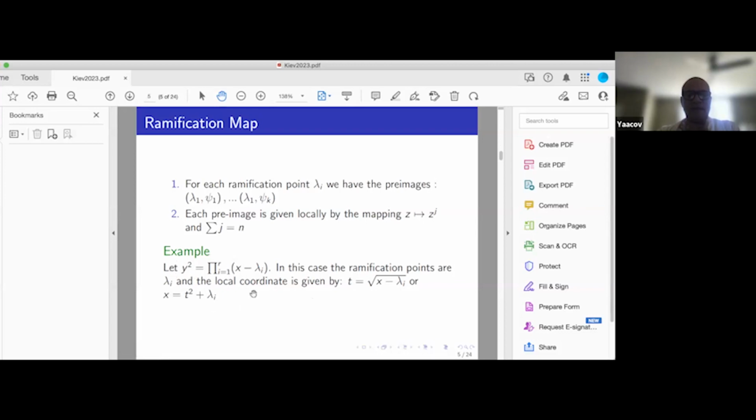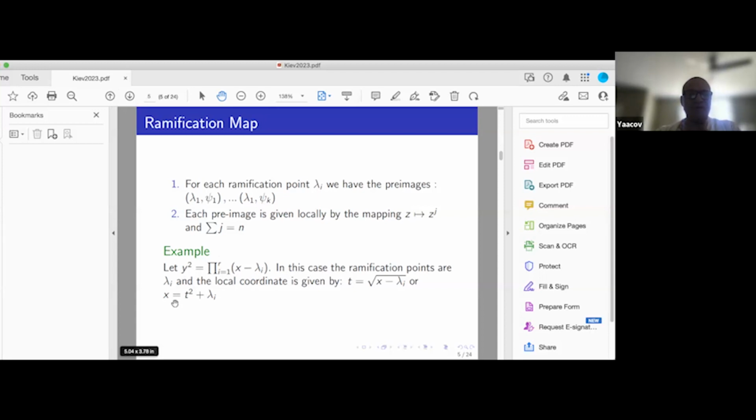Now, one important point here, which I kind of omitted, is infinity. At infinity, instead of x, I just take 1 over x. And I get one square root of x, and this is going to be my local coordinate. So in this case, the mapping is actually 2 to 1. So even though you have only one point, you see the ramification in the local coordinate.